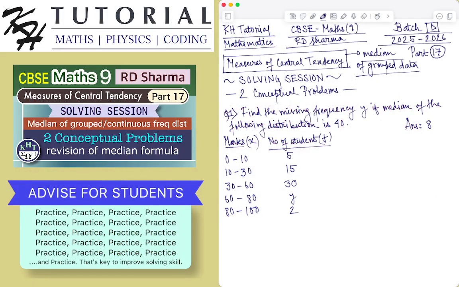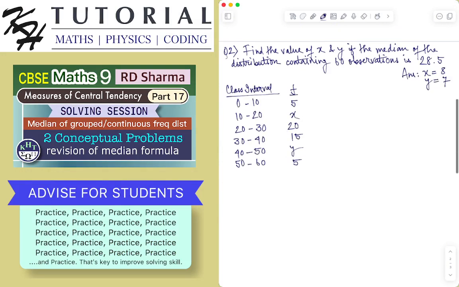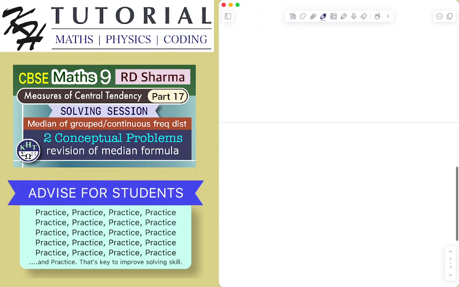Okay, so before solving the problems, the formula for the median was: median is equal to L plus n by 2, where n is the total number of observations, minus capital F, divided by small f, this whole multiplied by C. I have to revise what the C is.